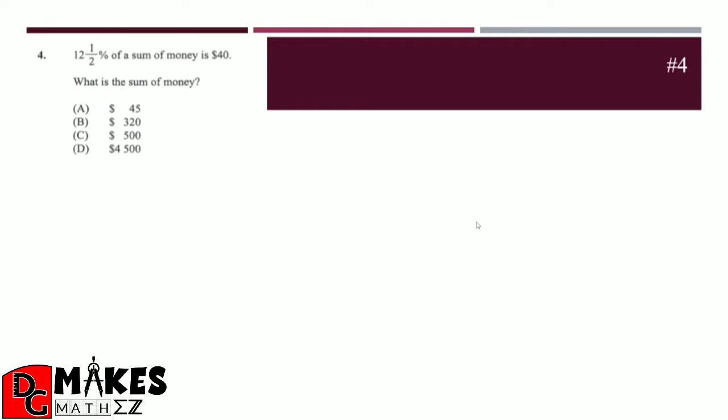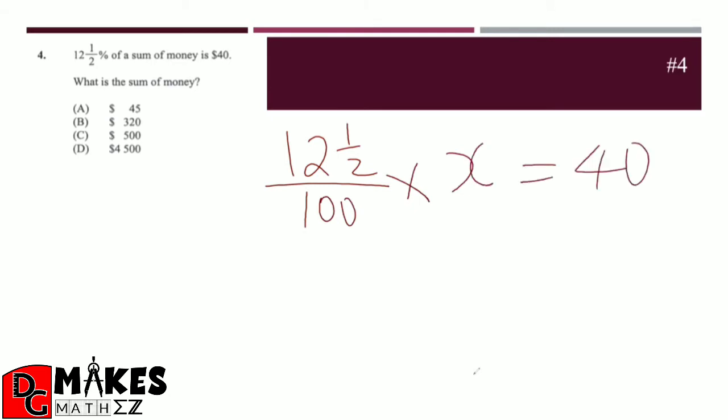And we can do one of 2 things. Always remember, write down what you understand. So 12.5% of a sum of money is equal to $40. You literally just write down what they told you. 12.5 over 100 times a sum of money. We don't know it, so we just use X to replace that. We could have used M, A, any letter you want, equals $40.